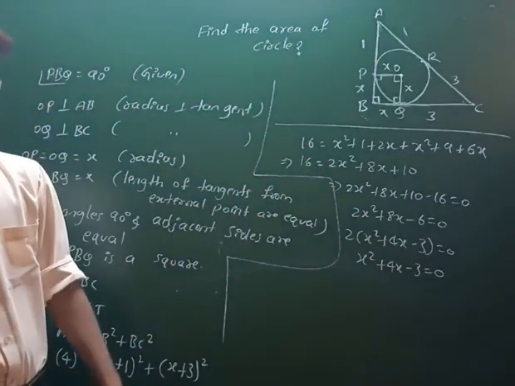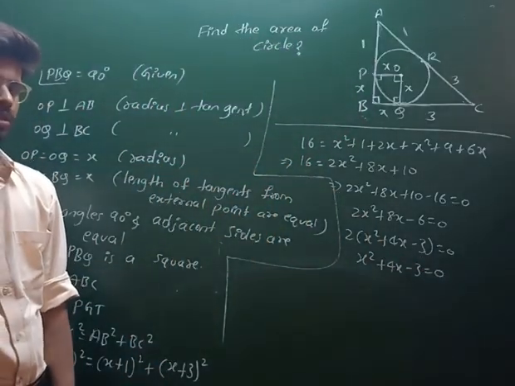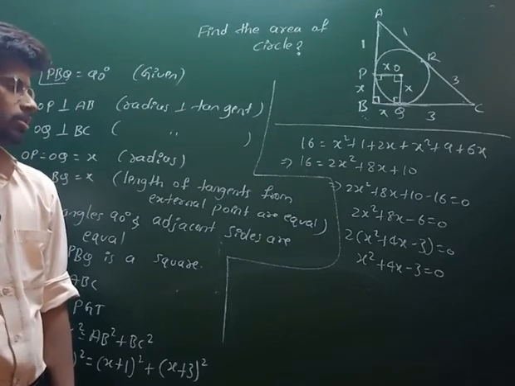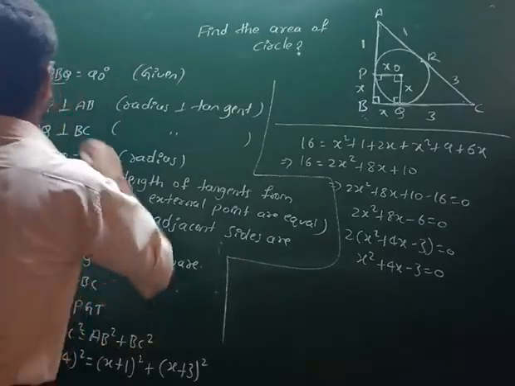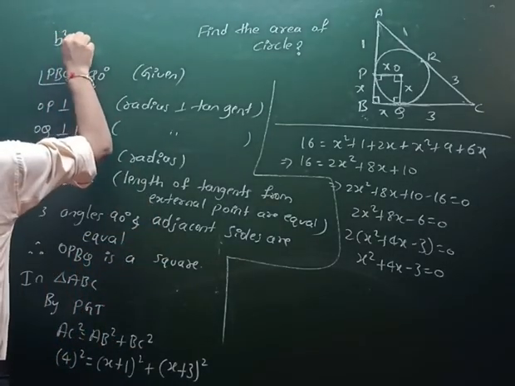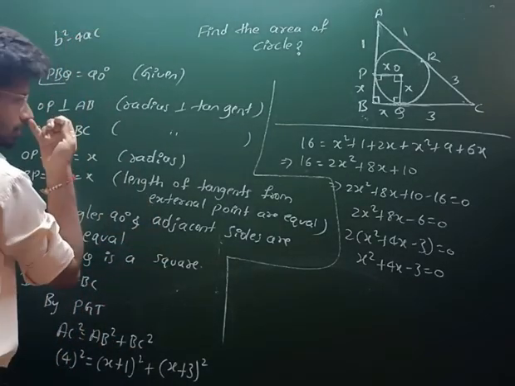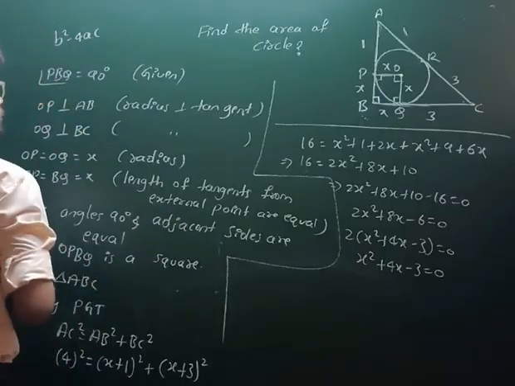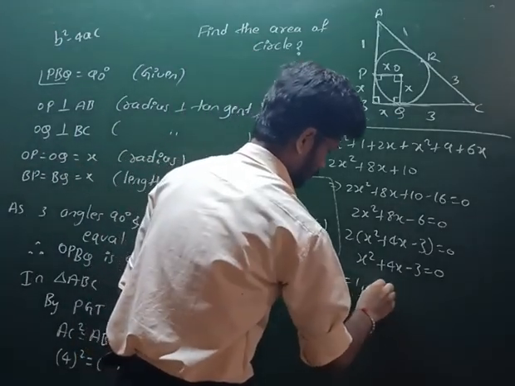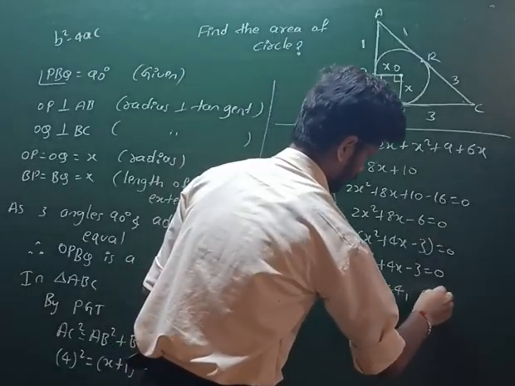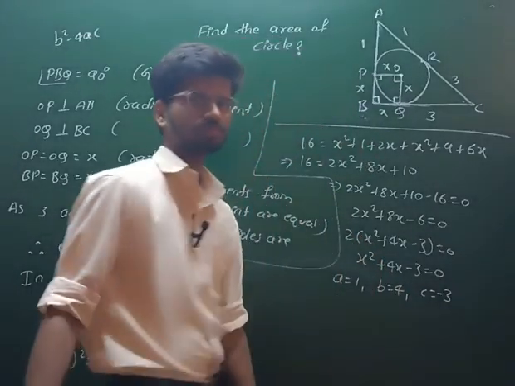Now we need to solve. We got a quadratic equation, and we need to solve it. Is it a perfect quadratic, that is, is b² − 4ac a perfect square or not? We should check. Let us assign all the a, b, c values: a is 1, b is 4, and c is −3.